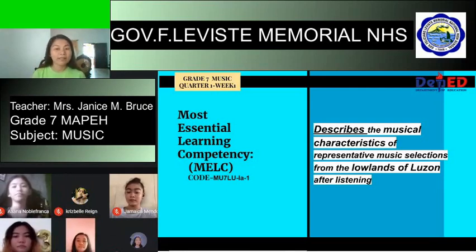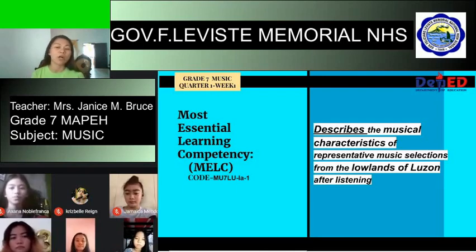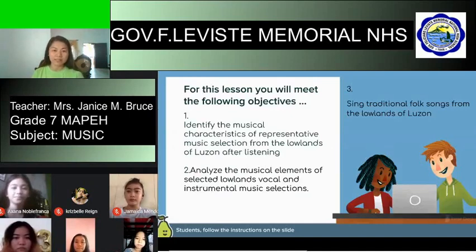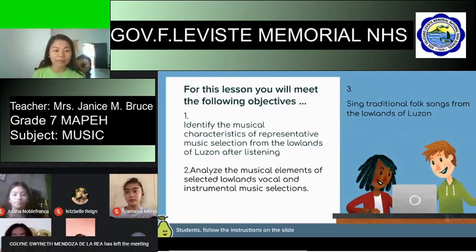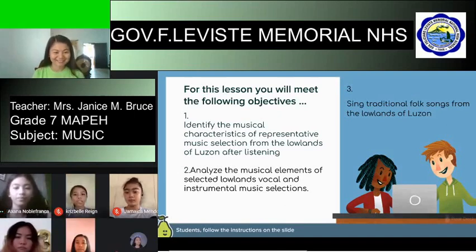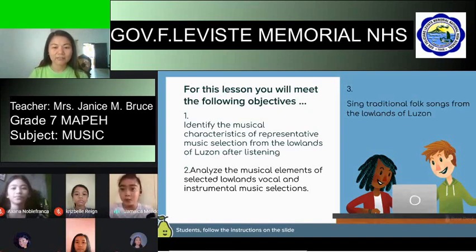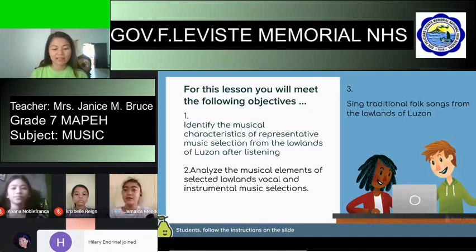So basically, as a whole, we are going to describe the characteristics of the music of the lowlands of Luzon, and we will be focusing on three specific objectives for this lesson. Number one: can you help me read the first objective, Jamaica? Identify the musical characteristics of representative music selection from the lowlands of Luzon after listening. Okay, thank you. So that is to identify.